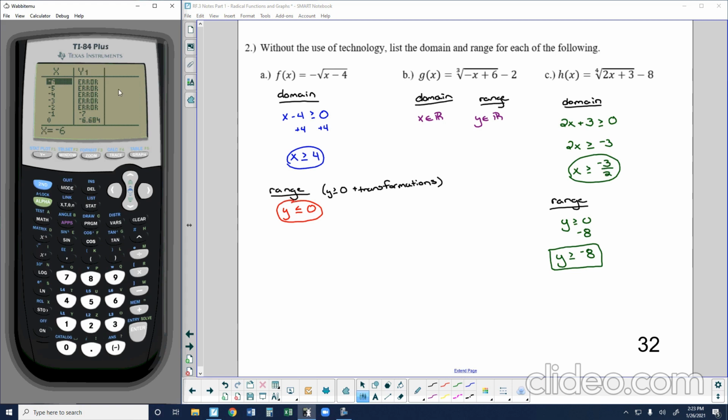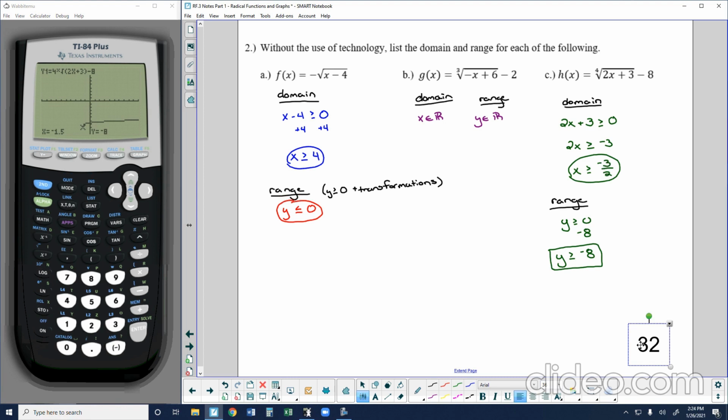So this is kind of a quick overview of graphs and domain and range of root or radical functions. All of these concepts that we discussed here in this video will carry over to any type of transformation on the root functions that we're going to see in Algebra 2.